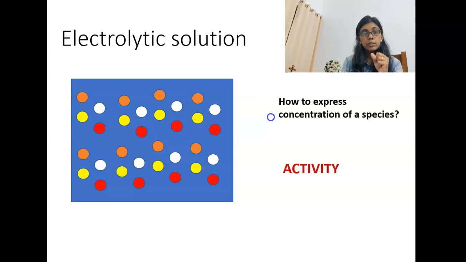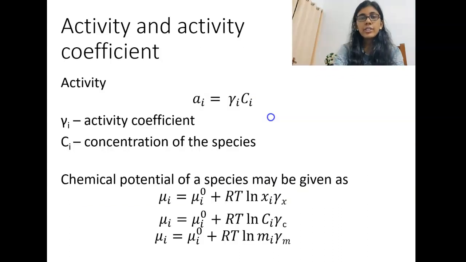So what is the activity of a particular species that is present in that electrolytic solution? Activity is not an independent entity; it is related to the presence of other species also. So the activity of the ith component, a_i, can be given as gamma_i C_i, where gamma_i is the activity coefficient and C_i is the concentration.